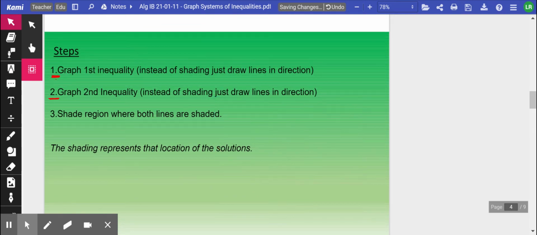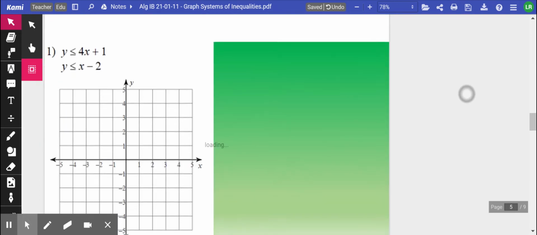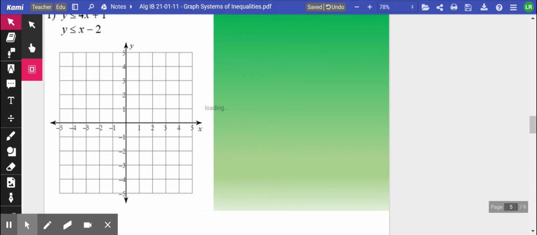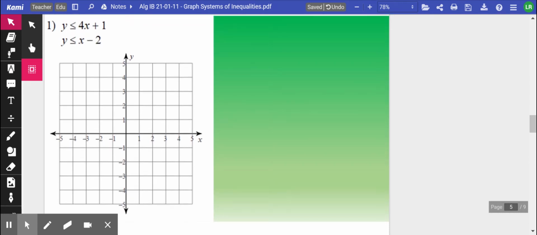Let's go through our first example, and this will go in our notes. Make sure above the graph you put the problem. Does anyone need this another 30 seconds? Good, Helen? Good. All right, there's our first one. Go ahead and write the two inequalities down. Y is less than or equal to 4x plus 1, and y is less than or equal to x minus 2.